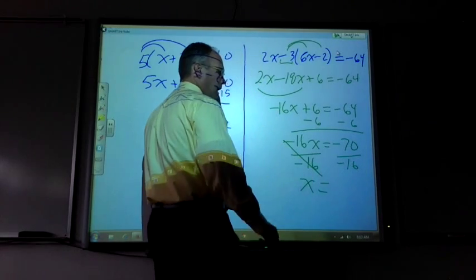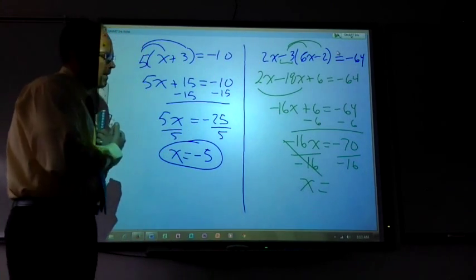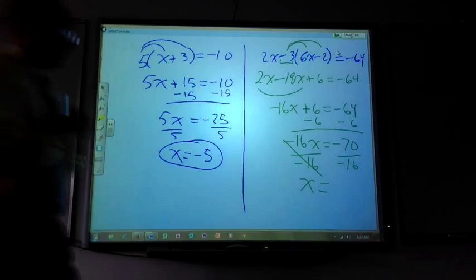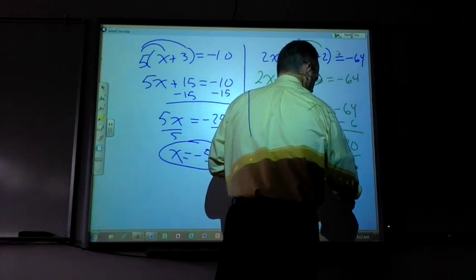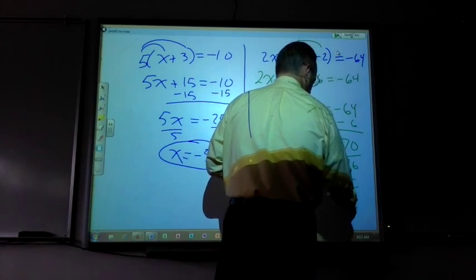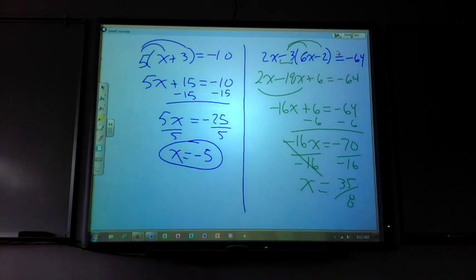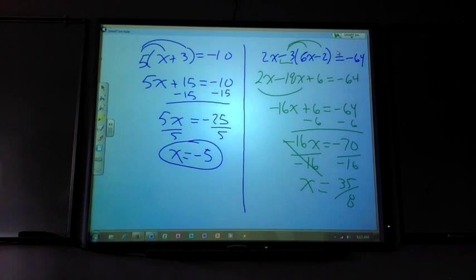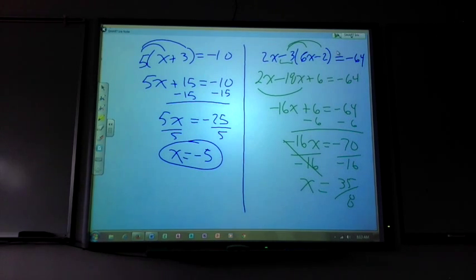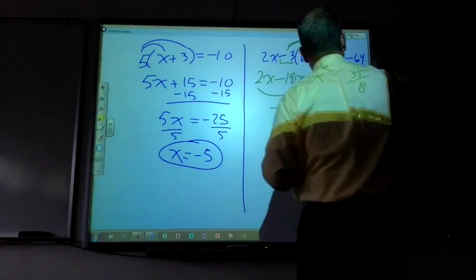Negative over negative is positive. And this would actually reduce to 35 over 8. Is that okay? So again, on that one, where your error is going to take place is you don't distribute the negative when you're supposed to. And that's an easy place where students might make an error. Number 3 is pretty straightforward.